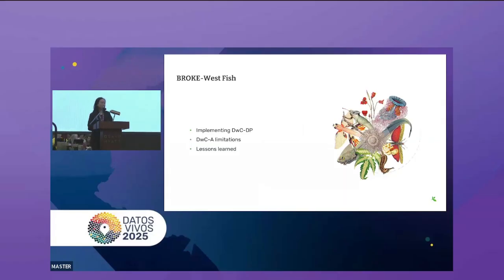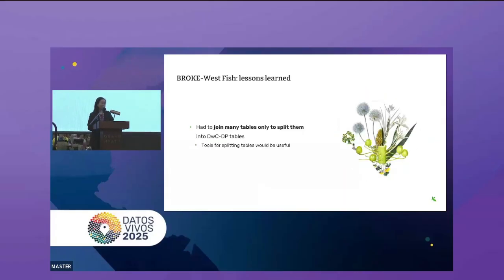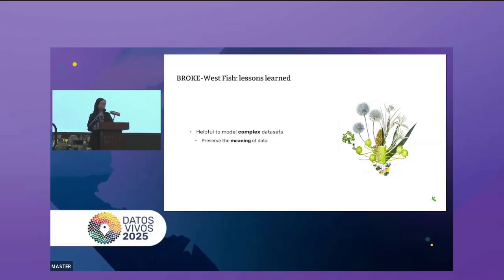So these are the lessons that we learned. During the mapping, I found that we have to join tables to get the foreign key, just to split them into multiple Darwin Core Data Package tables. And we find that tools for splitting tables would be very helpful. Secondly, we think that it would be extremely difficult to maintain the identifiers upon updating the data set. There are 23 tables, and there are a lot of identifiers to maintain.